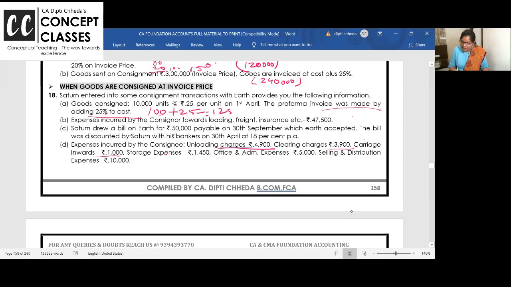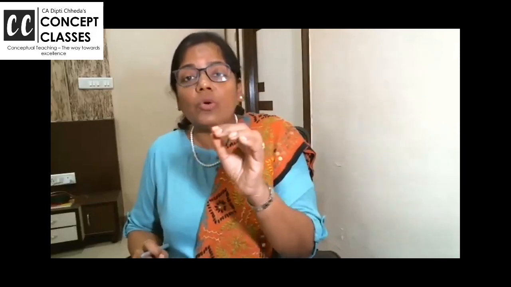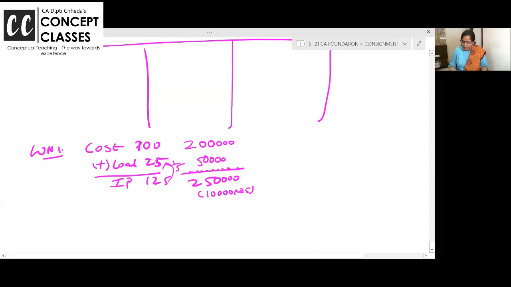एक काम करते हैं ना, कोई problem नहीं है. Concept पढ़ रहे तो अच्छे से पढ़ो. ये देखो. Goods are consigned at 10,000 at 25. Pro forma invoice was made adding 25% to cost. Pro forma invoice के साथ जब हम goods भिजा रहे हैं, they are consigned at 10,000 into 25. Means when I'm sending to you 10,000 to 25, 10,000 multiplied by 25 per unit, it is including 25% profit on cost. Did you read now with me?